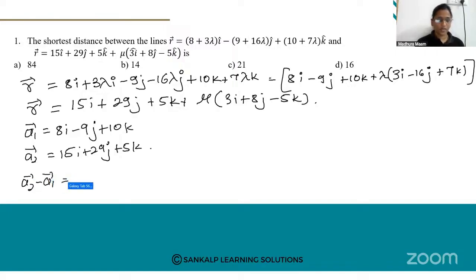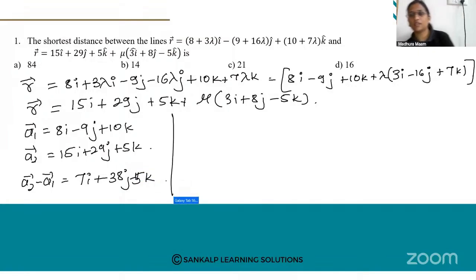So this is a2 minus a1. 15 minus 8, 7i, plus 29 minus of minus 9, 38, 5 minus 10 minus 5k. Correct? Okay, so next b1 cross b2.